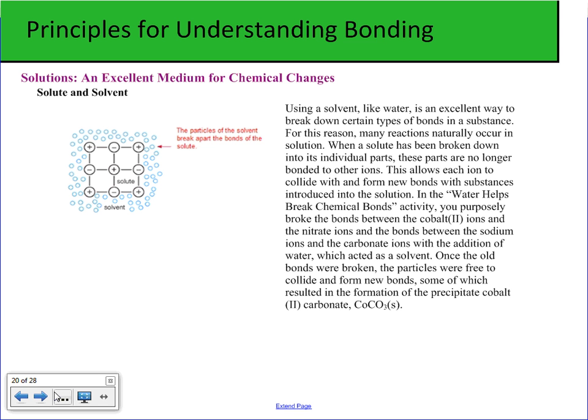So in this activity that they are talking about, we purposely break bonds between cobalt-2 ions and nitrate ions, and the bonds between the sodium ions and carbonate ions with the addition of water, which is acting as a solvent. Once the old bonds are broken, the particles are free to collide and form new bonds, some of which resulted in the formation of a precipitate. So the particles of the solvent are used to break apart the bonds in the solute.